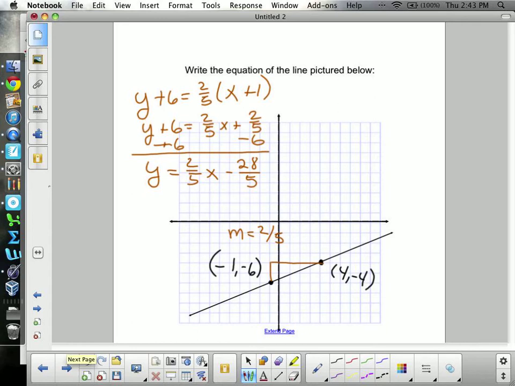Yes? I used absolute values, like in algebra 2. Right, but we aren't going to use algebra 2 techniques, okay? I'm happy you're in algebra 2, but we're using these techniques. All right? So there we are.